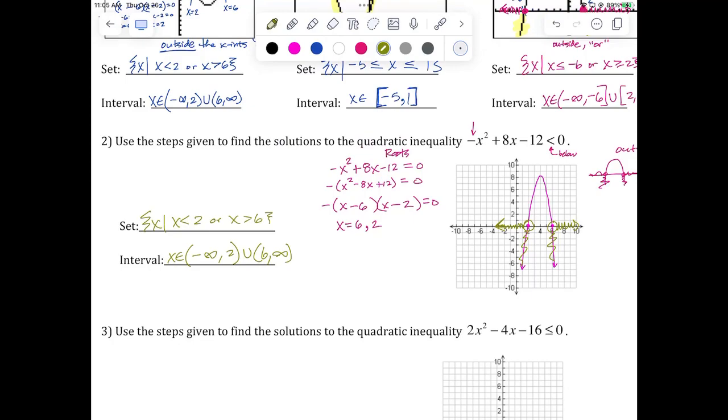Sketching the actual graph almost messed me up there. I already knew that it opened down. I already knew it was outside the x-intercepts. I already had the x-intercepts. For some reason, I made it -6.